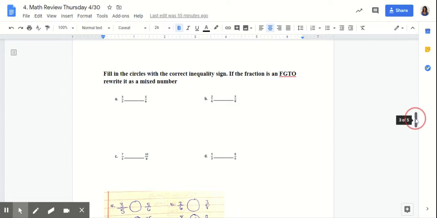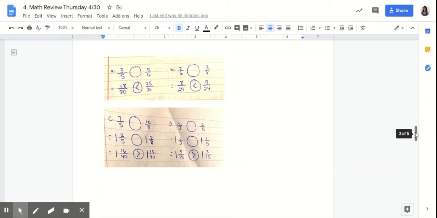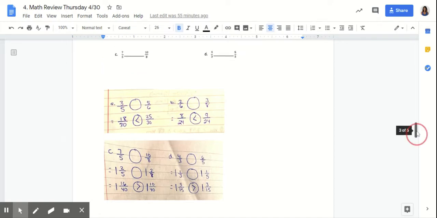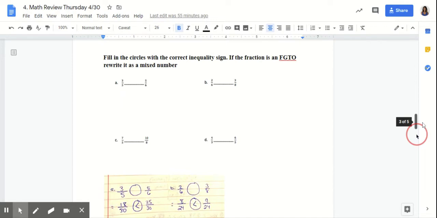So of course, you have your four problems. I'm going to show you my work right here. So I have A, B, C, and D. What I did was made sure that I had the same denominator. Why do I need the same denominator when I'm trying to put the correct inequality sign?